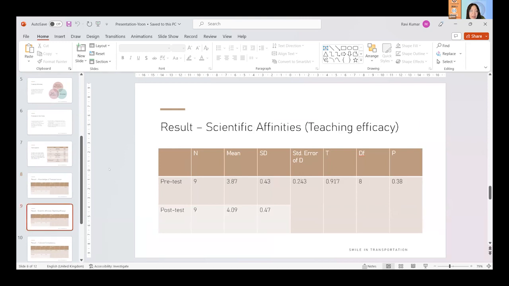And then their scientific affinity, especially their teaching efficacy. That means how confident they are in teaching STEM areas. So among the 9 participants, the pre-test shows 3.87, but then the post-test shows 4.09. So it increased. Next.